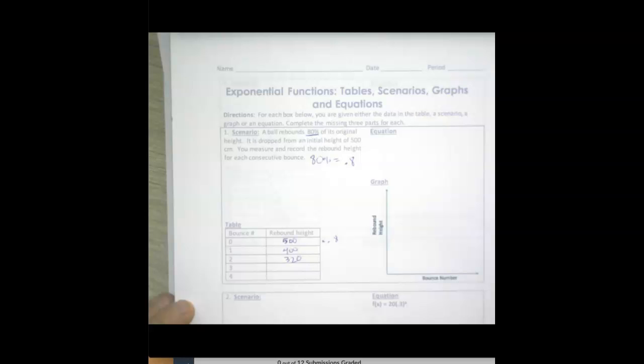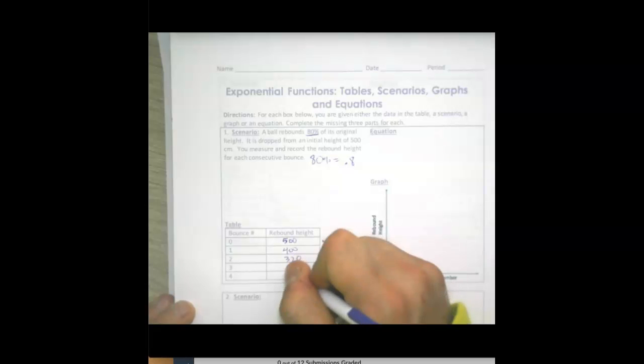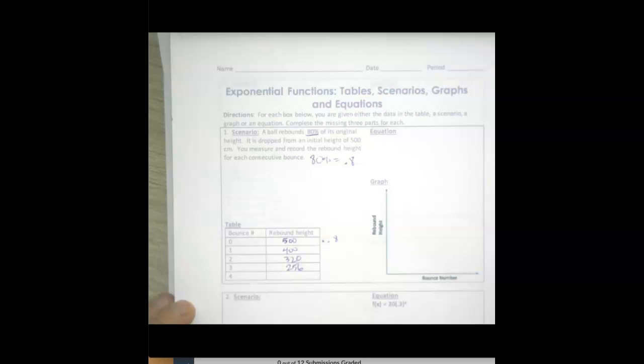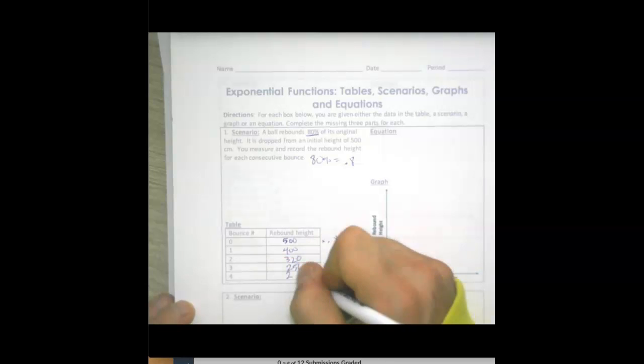And then 400 times 0.8, again, 4 times 8 is 32, so 320 centimeters. 320 times 0.8, use a calculator as needed, is 256 centimeters. 256 times 0.8 is 204.8 centimeters.